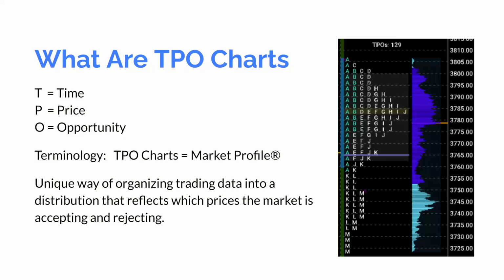I don't want that to become a stumbling block. But in terms of what TPO charts are, this is my definition: it's a unique way of organizing trading data into a distribution that reflects which prices the market is accepting or rejecting. I'll be digging into that as we go through the webinar, but you can see the graphic on the left. And if you're brand new to TPO charts, you're probably wondering why you see letters and not bar charts or other types of graphs.